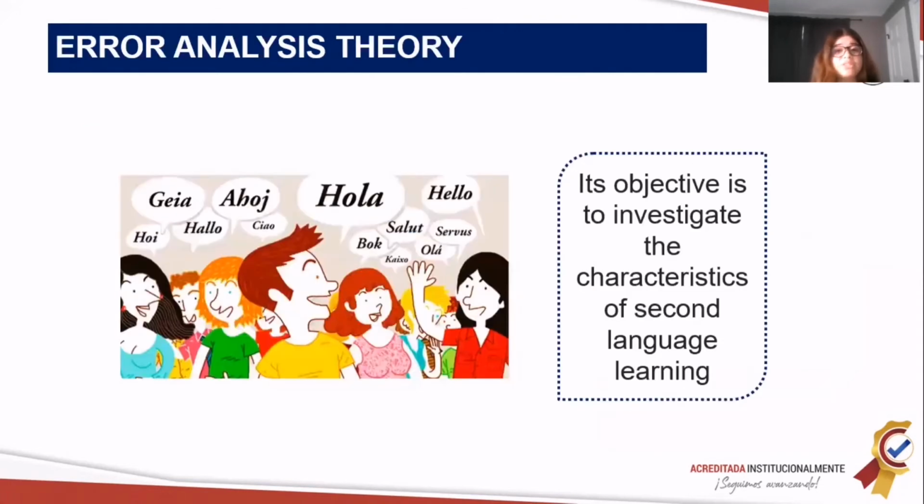And as a result of applied linguistics, we have the error analysis theory. The error analysis theory is a branch of applied linguistics. Its objective is to investigate the characteristics of second language learning by collecting, studying, and analyzing the errors made by second language learners. And now I will talk about the process I followed to fill my error analysis grid.